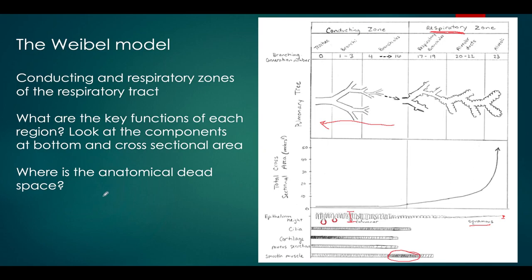But I want to point out, anatomical dead space is the volume of the conducting zone, right? And it's called anatomical dead space because it's not functioning in gas exchange. Okay, you ready for this? It is about 150 milliliters in this conducting zone, right?